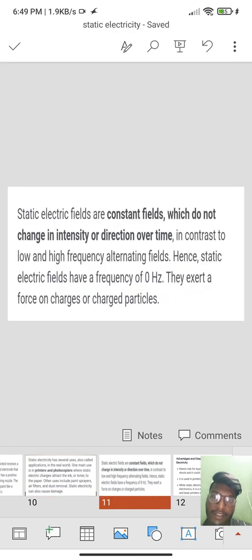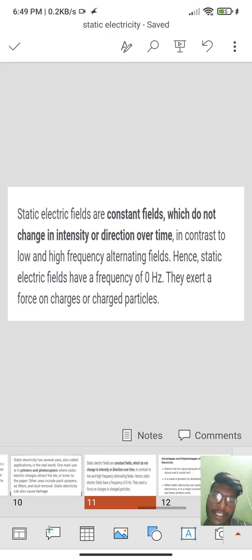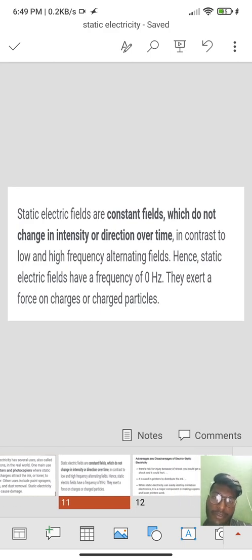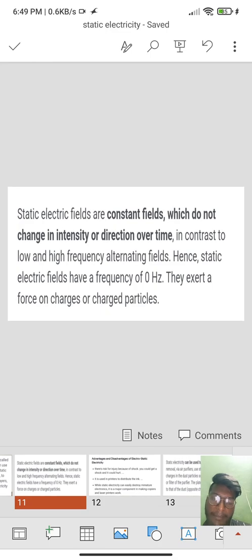Static electric fields are constant fields which do not change in intensity or direction over time, in contrast to low and higher frequency alternating fields. Hence, static electric fields have a frequency of 0 Hz. They exert a force on a charge or a charged particle.